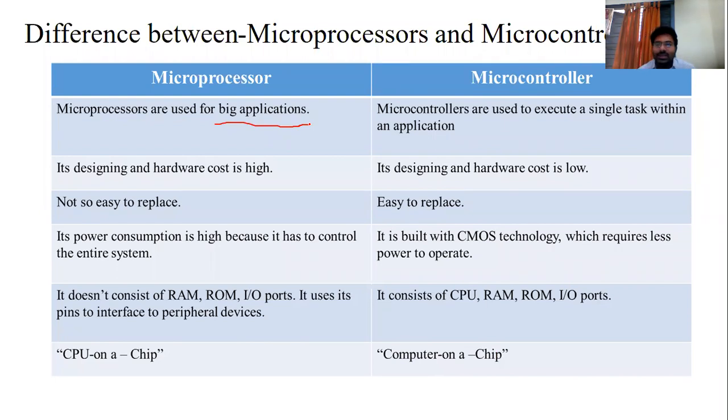You will see that it may be of Intel, it may be of AMD processor. That may be a microprocessor, not the microcontroller. Microcontrollers are used to execute a single task within an application, but a microprocessor is going to execute multiple tasks at a time. But your microcontroller is used for a single task within the specified application.